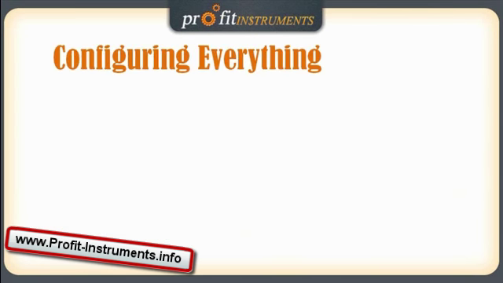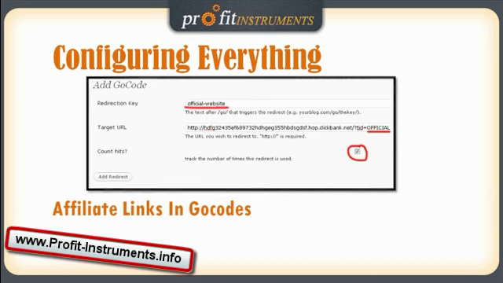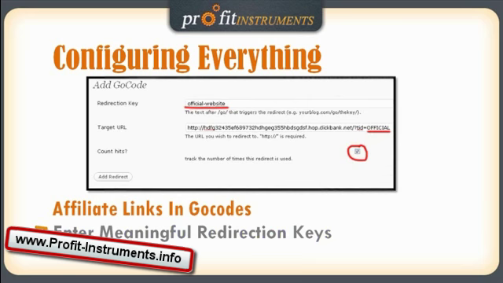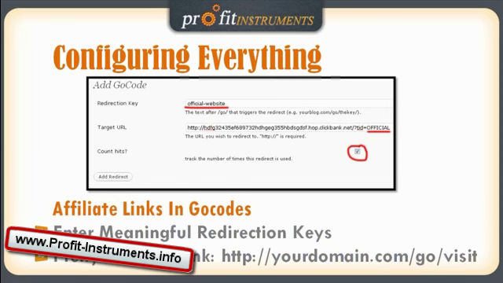Next, you need to enter your affiliate links in Go Codes. Enter meaningful redirection keys like visit, try, order, etc. So your typical affiliate link will look like yourdomain.com/go/visit. Now, doesn't that look inviting? And wouldn't your visitor want to click this beautiful link?